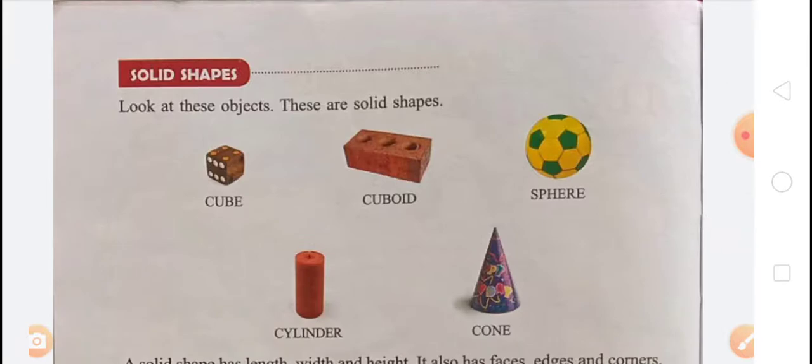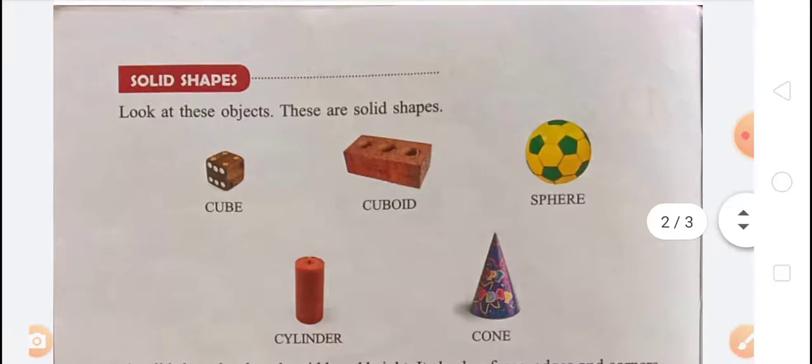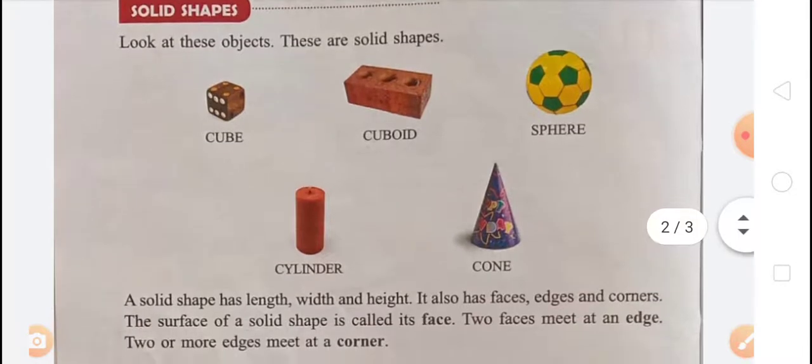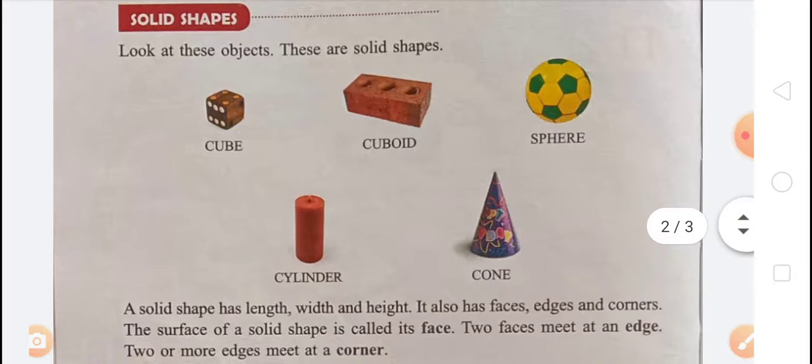What are solid shapes? You know that. Look at the pictures, and these are solid shapes: cube, cuboid, sphere, cylinder, cone. A solid shape has length, width and height. It also has faces, edges and corners.